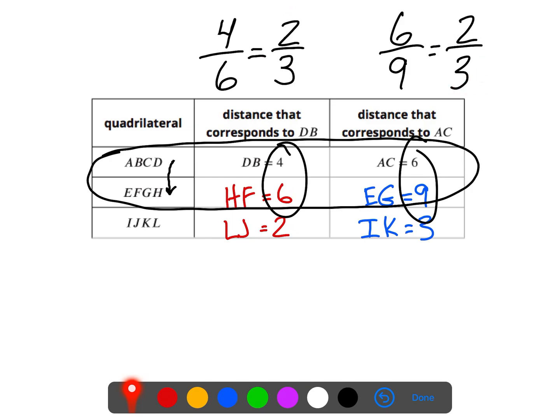Okay, so that tells me that figure ABCD is 2/3 the size of figure EFGH. All right, those match, and those would be scaled copies of one another. And we were told that already, that they are scaled copies.